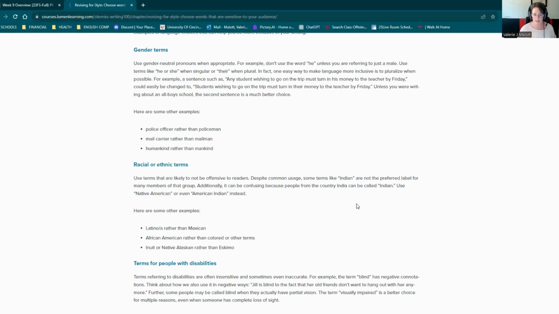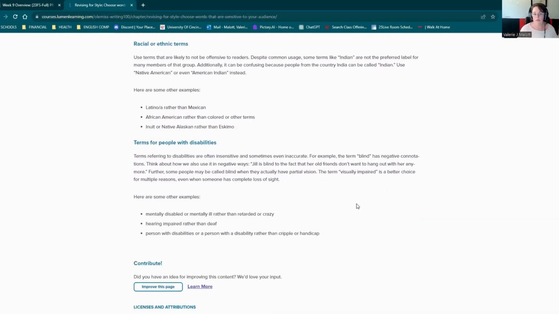or acceptable now is Black with the capital B, not having to be African American because not all Black people are American, right? That kind of a thing. And Inuit rather than, or Native Alaskan rather than Eskimo.